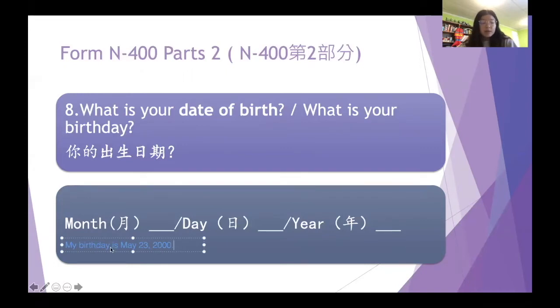My birthday is May 23rd, 2000. 好，我们再读一遍。What is your date of birth? What is your birthday? 你的出生日期是什么？答案是 My birthday is May 23rd, 2000.